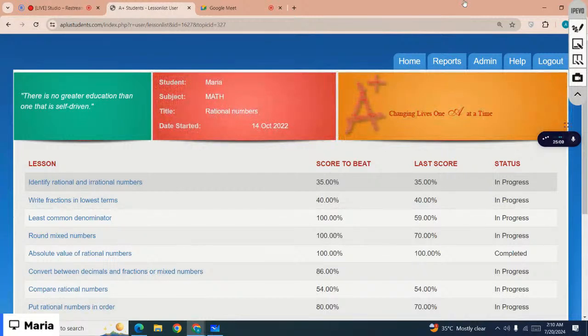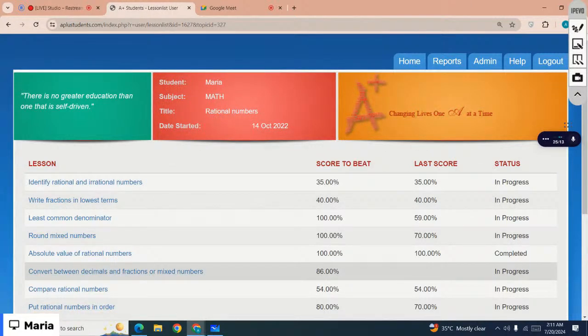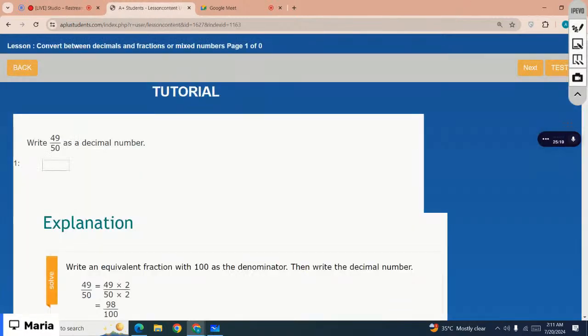Okay, the next lesson is convert between decimals and fractions or mixed numbers. Let's just start with the lesson. Write 49 over 50 as a decimal number. So you have to convert a fraction into a decimal. So how do we convert a fraction to a decimal?